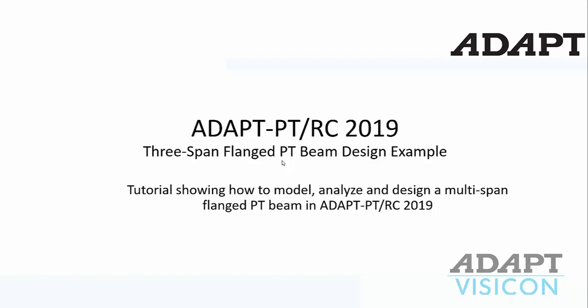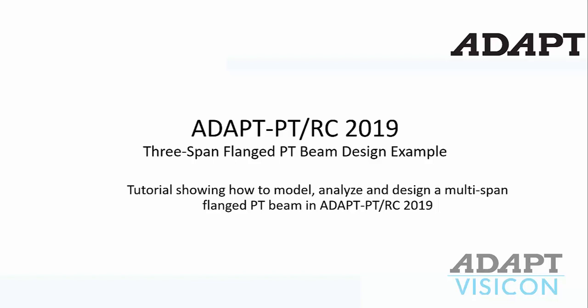This video tutorial will show how to model, analyze, and design a 3-span flanged post-tension beam in ADAPT PT-RC 2019. This is an accompanying video to a one-way slab example located on the same playlist page. We recommend you watch that video prior to this beam video, as that video will define many of the inputs in the program that are shared between one-way slabs, two-way slabs, and beams for design in the software.